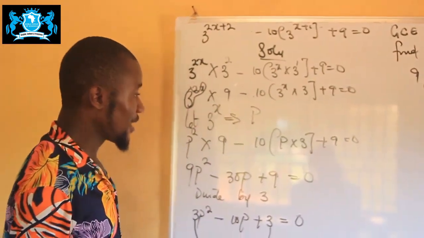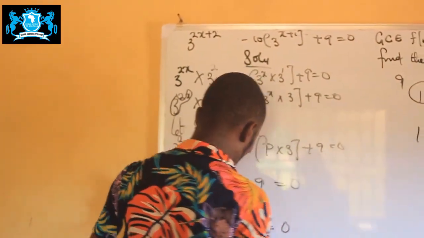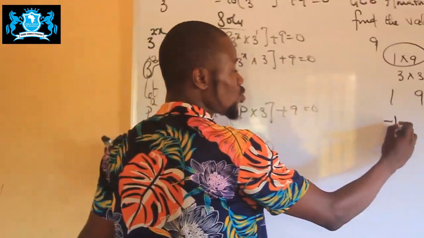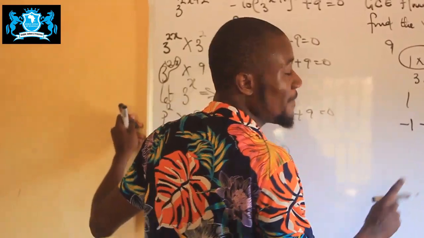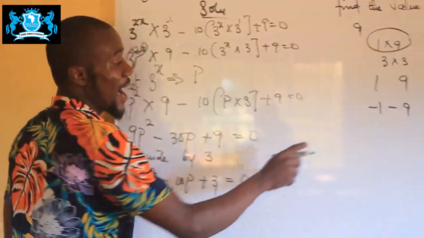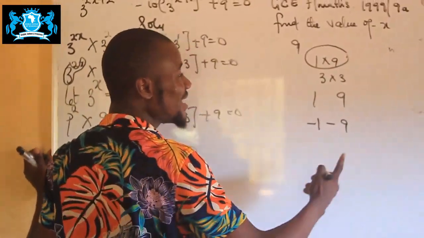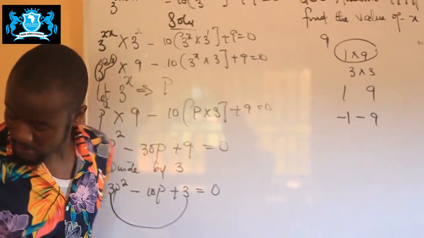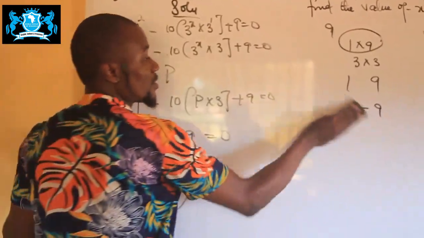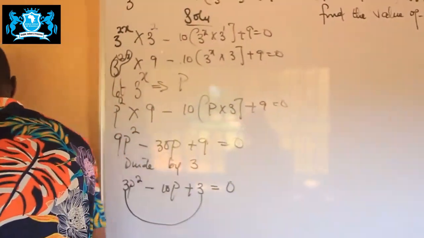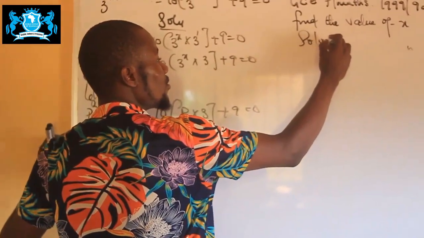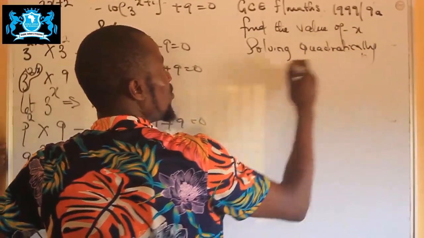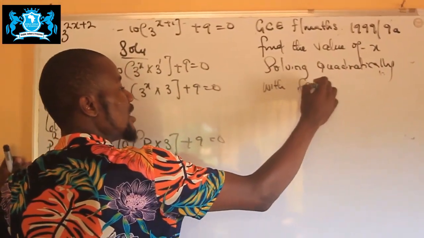Now, how do you place the sign? Since you have 1 and 9, and the middle number is minus 10, you will have minus 1 and minus 9. Minus 1 minus 9 gives you minus 10, and minus 1 times minus 9 gives you a positive 9. So with this, we can go. Now, solving the quadratic equation with the factorization method.